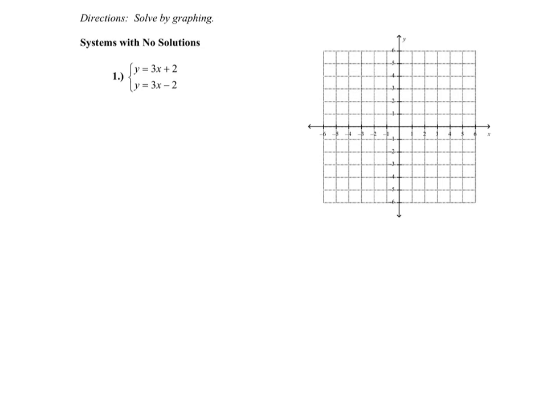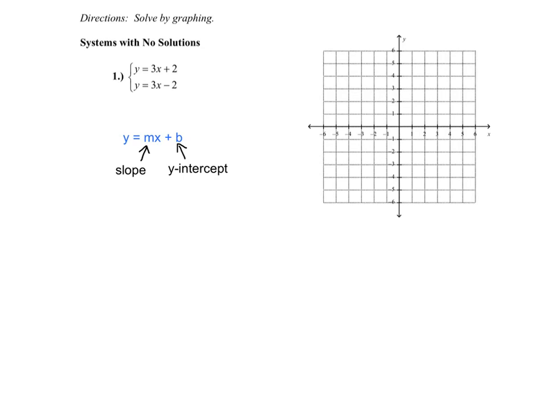Let's look at example 1. We want to solve by graphing, and this is a system of equations with no solution: y = 3x + 2 and y = 3x - 2. First, what do we notice about both of these equations? They're both in slope-intercept form, y = mx + b. So we identify our slope and y-intercept. Our m is our slope, and our b is our y-intercept.